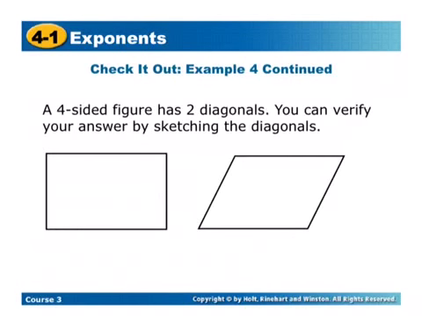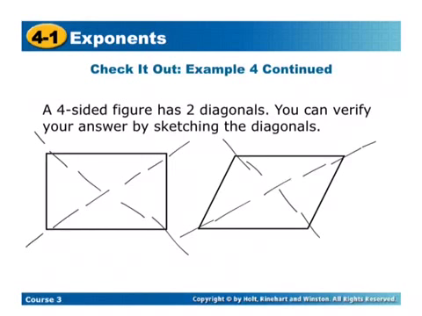Alright, so let's just look at an example with some shapes. A four-sided figure has 2 diagonals, and we can verify that by sketching diagonals. So we can do that by just putting lines. So here we have 1, here we have 2. Same thing here. 1, 2 diagonals, because you draw them through non-consecutive sides.